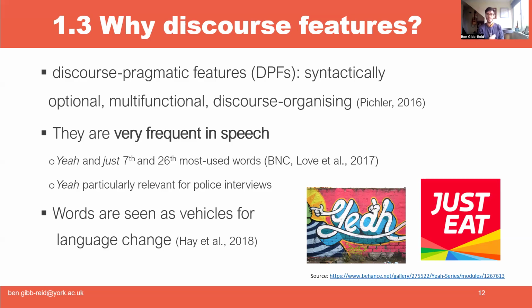And we also know there is some phonetic variation already involved in words. As Jen Hay and proponents of exemplar theory say, words are seen as vehicles for language change. If there's already linguistic change happening with these words, some of that change could be reflected in individuals. That's part of the theory behind this.